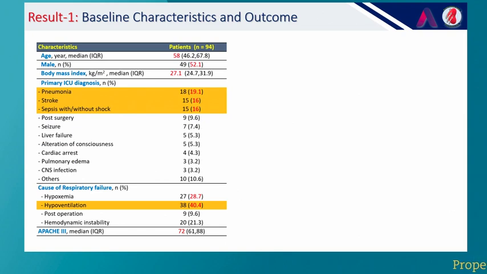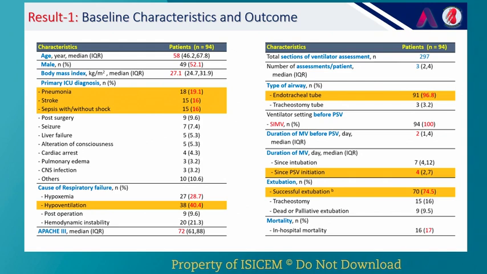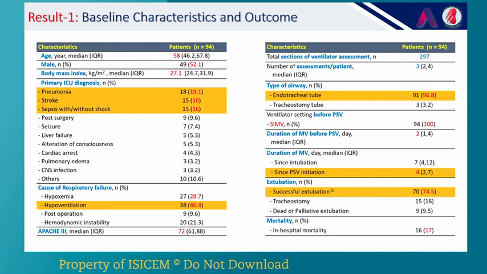This is the patient population, males mostly with typical diseases that lead to prolonged mechanical ventilation, and the cause of respiratory failure similar to what you would expect across the board in a heterogeneous population. Most of them had endotracheal intubation. Only 3 patients had a tracheostomy tube during the assessment, and this gives you a sense of the outcome of the patients and the timing of our assessment.